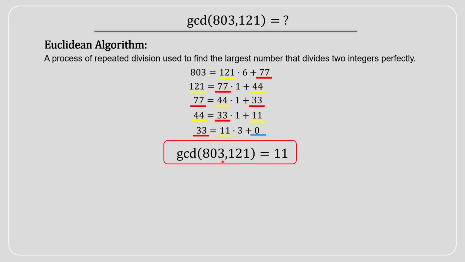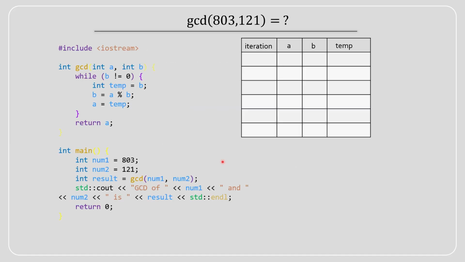Now we're going to go through a C++ way, a coding way to do it. This is the next portion of the video. We're going to be illustrating the Euclidean algorithm in C++. So now we have our numbers: number 1, which is 803, and number 2, 121. This is our function. We're calling our function, so it's going to go over here. This is basically our Euclidean algorithm representation in C++.